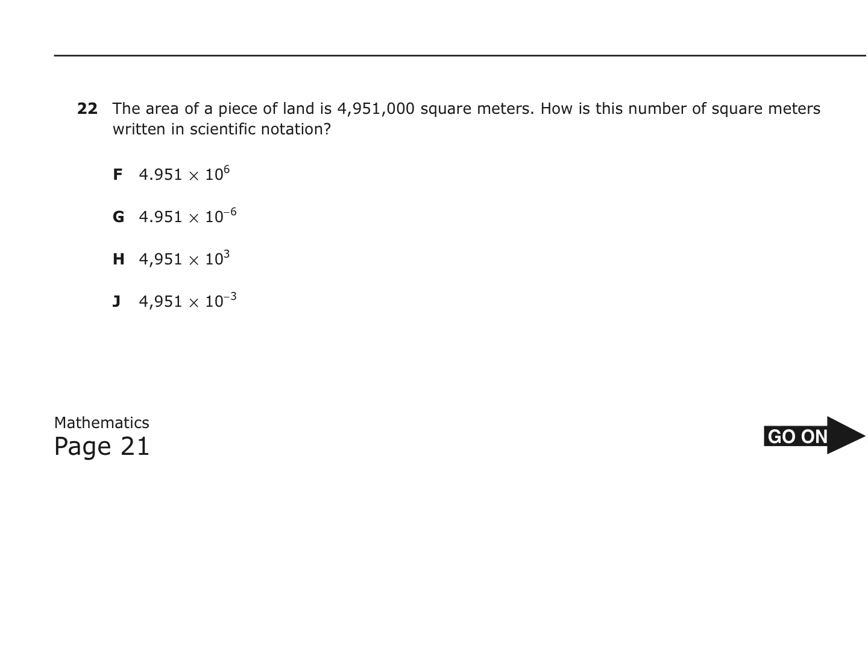Number 22 is a question about scientific notation. The area of a piece of land is 4,951,000 square meters. How is this number of square meters written in scientific notation? Scientific notation is going to have a number between 1 and 9.99. So you can't have 4,951 here, so those are automatically eliminated. 4.951 is correct because that part has to be between 1.00 and 9.99.